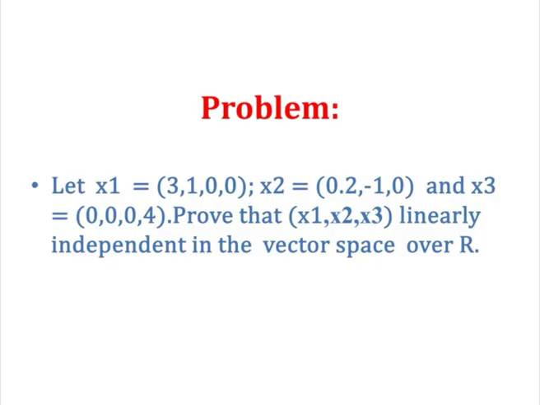Yeah. So, for a short answer type 5 marks question, most important: let x1 equal to (3, 1, 0, 0), x2 equal to (0, 2, -1, 0) and x3 equal to (0, 0, 0, 4). Prove that x1, x2, x3 are linearly independent in the vector space over R.